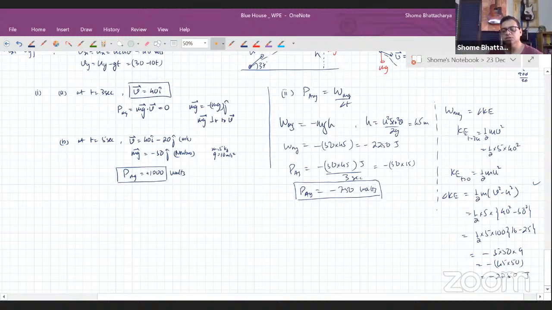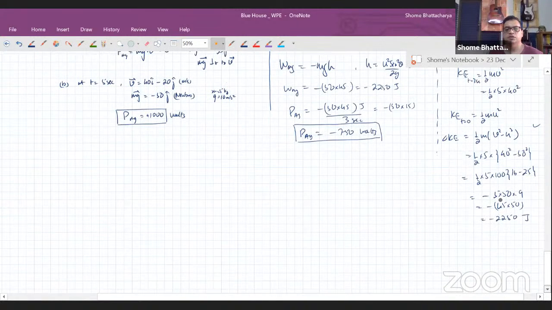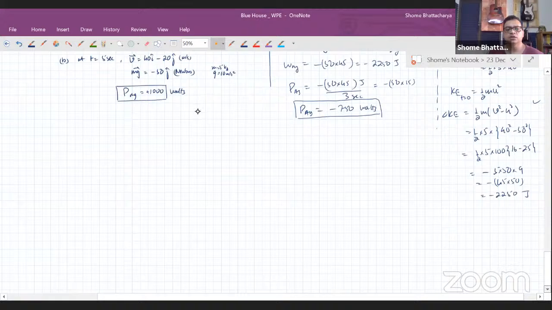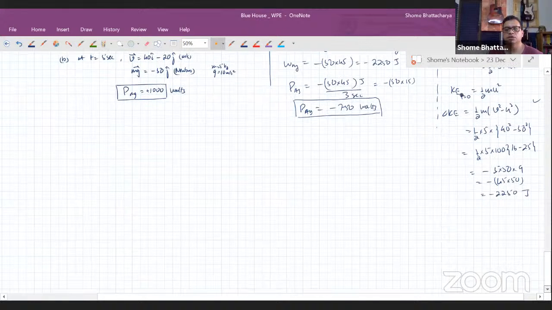Anyhow, so hope this question is clear. So this is about instantaneous and average power. So it's not really related to work energy theorem directly, it's just a separate quantity.